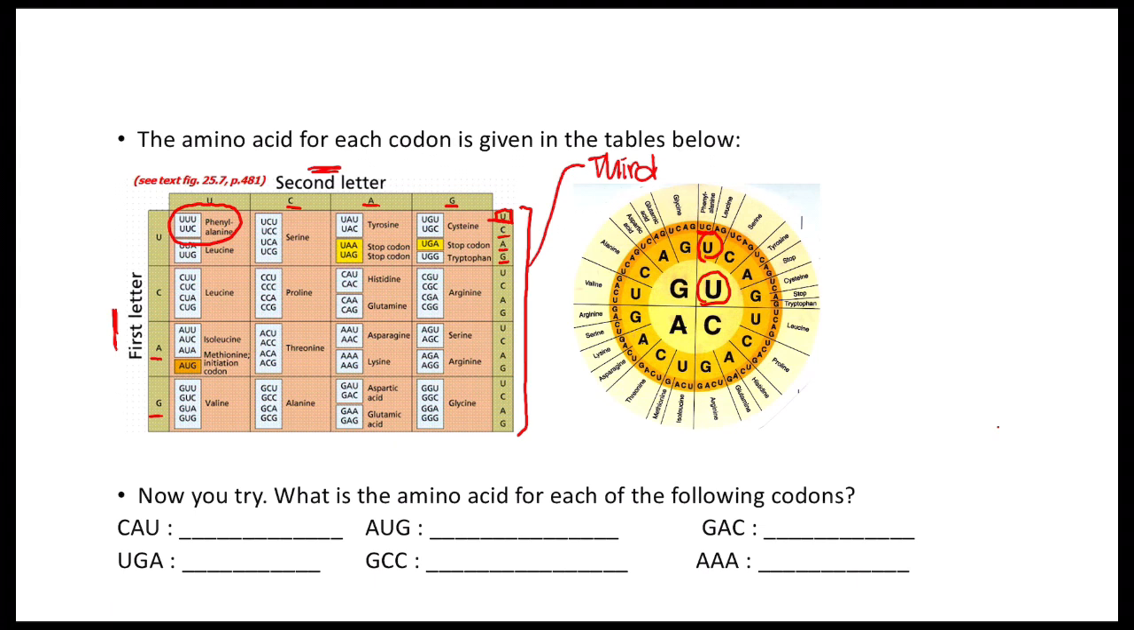So let's work through the first example here at the bottom. CAU. For CAU, our first letter is a C, so we know it's going to be in this row. Our second letter is an A, so it's going to be in this column here. And then the third letter is a U, so it's going to be across to here. This is telling us that it is histidine.